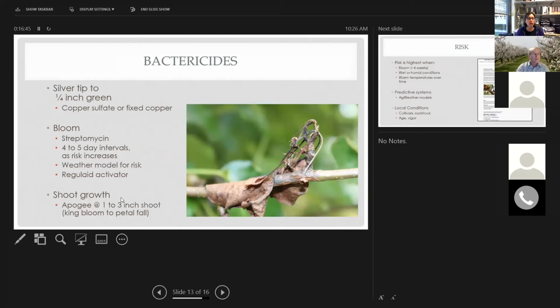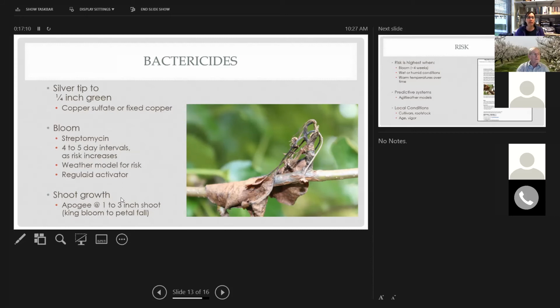So first of all, silver tip to 1/4 inch green. If anybody was on earlier and heard us chattering, I was asking about the status of apple and pear in the state. I usually think about the southwestern part of the state as some of those first blooms. So that's why I was asking. So silver tip to 1/4 inch green, which we are approaching really fast.